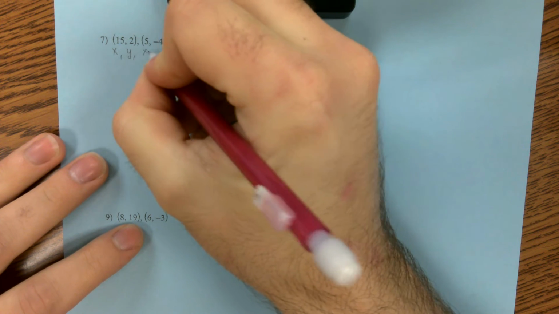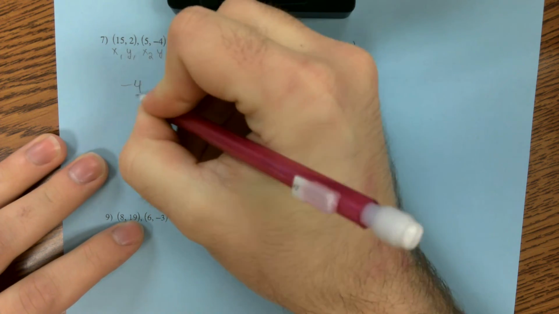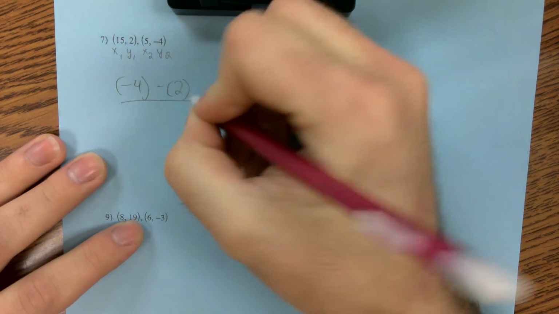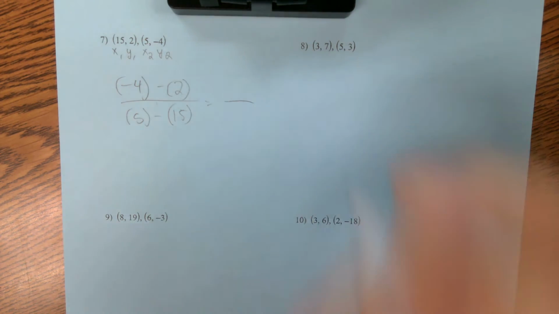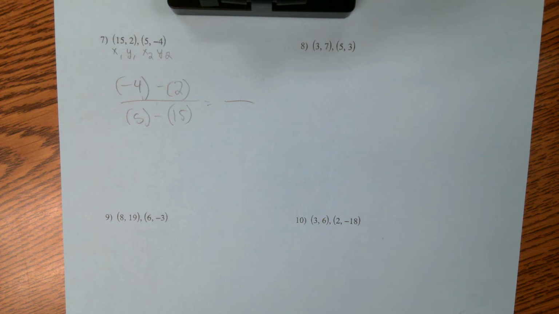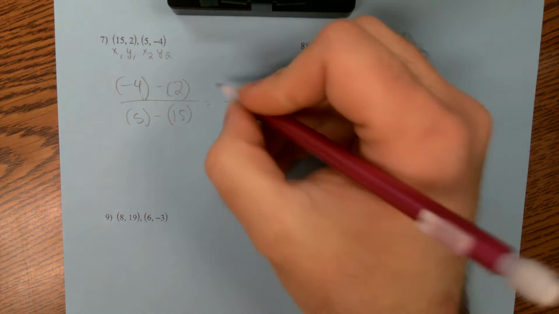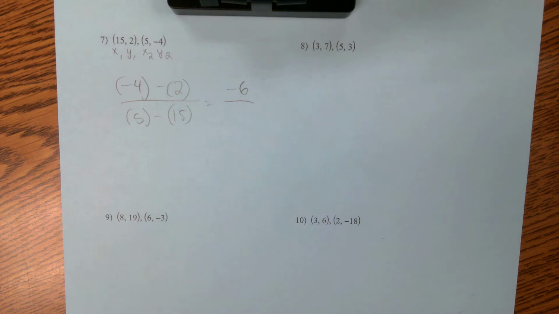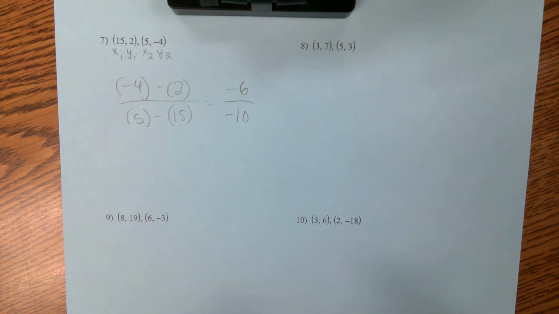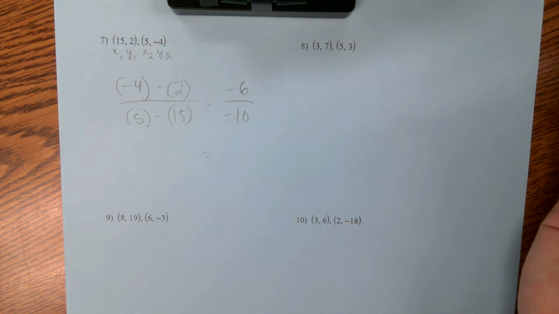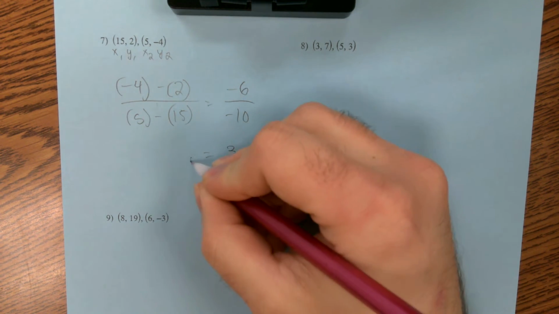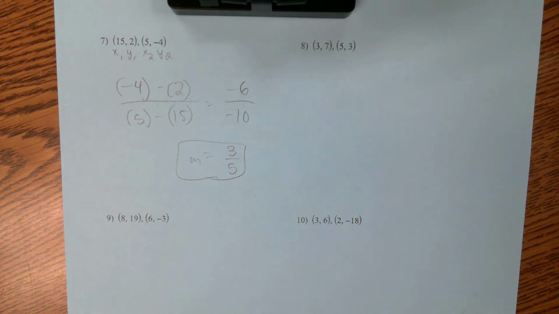X1, Y1, X2, Y2, negative 4 minus 2 over 5 minus 15. All right? Who's got negative 4 minus 2 for me? Negative 6, thank you very much. And 5 minus 15, what's that give us? Negative 10, that's right. Negative over negative cancels out. 6 over 10 reduces to 3 over 5. And our answer is positive.